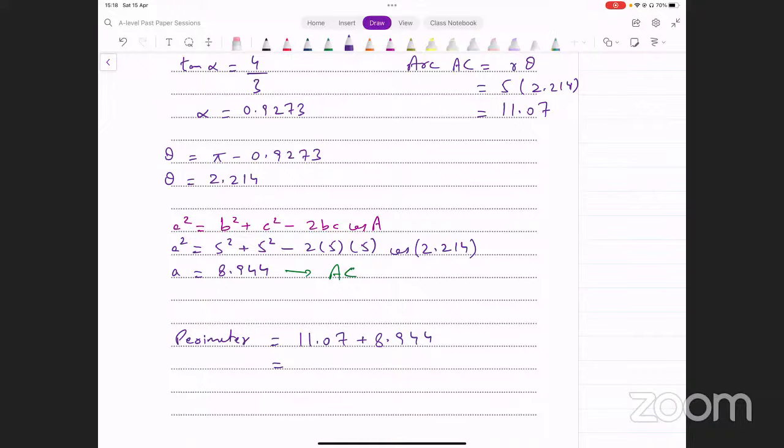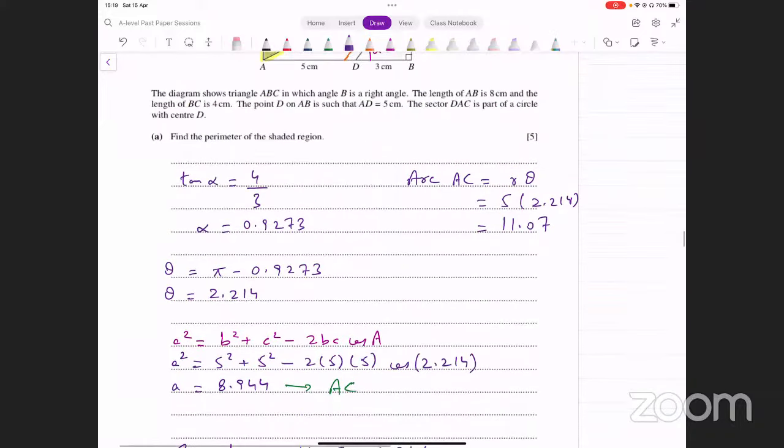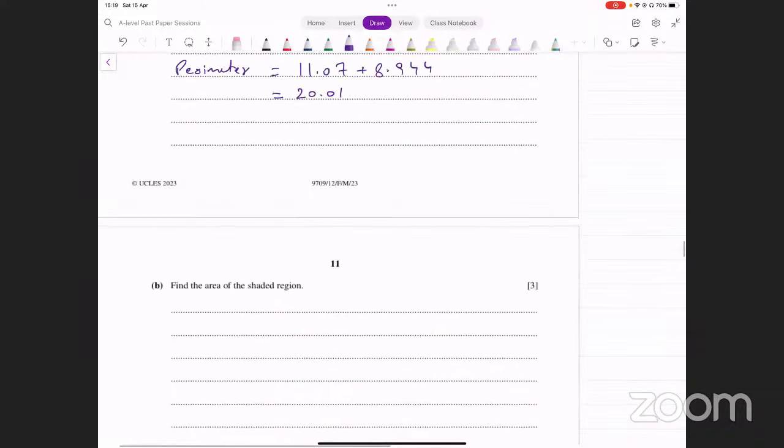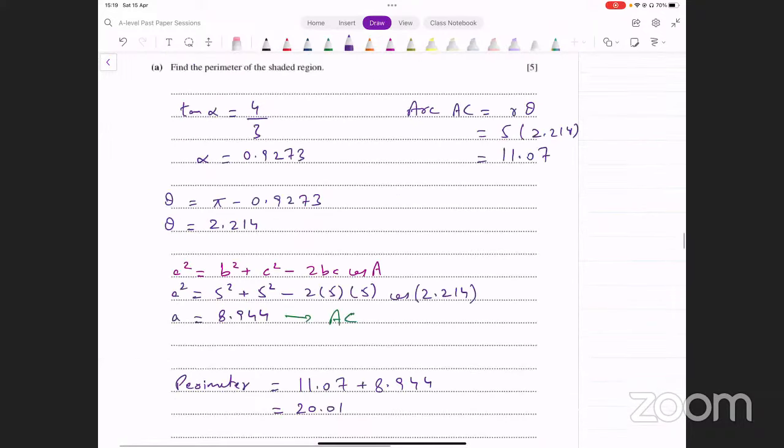$11.07 plus 8.944 is giving me 20.014. Okay, if the question doesn't give any instruction about accuracy, you can leave it like this. If the question statement instructs you to give the answer to a certain number of significant figures, then it's necessary to follow that. You lose marks if you don't. Otherwise, you need to write a minimum of 3 significant figures, and that is going to be enough.